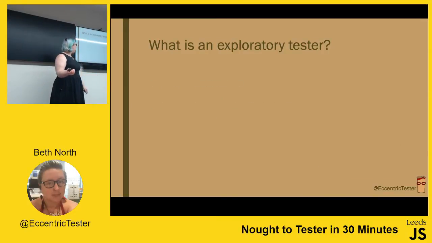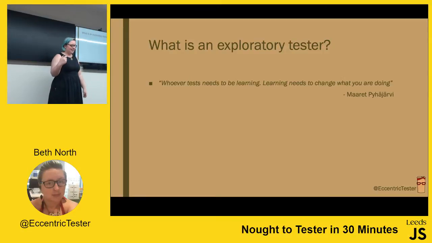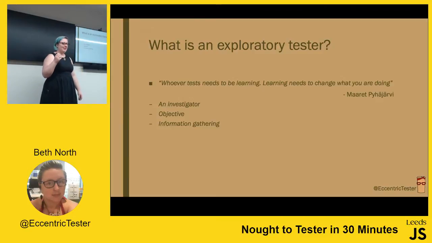So a couple of quotes about what exploratory testing is. Maaret Pyhäjärvi is probably what I consider a leading exploratory tester. Whoever needs to be testing needs to be learning, and learning needs to change what you're doing. So if you've understood something different about a system, you need to change the way that you approach that system. So to summarise, these are the 3 main areas that I think an exploratory tester needs to build their skills in: being investigative, objective, and gathering information in a more efficient way.